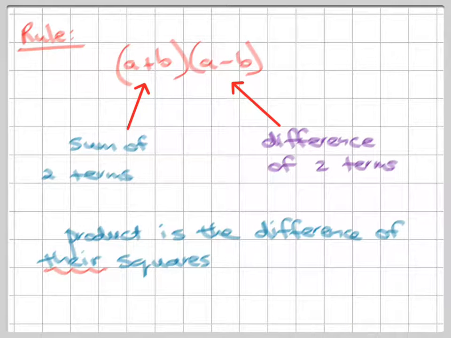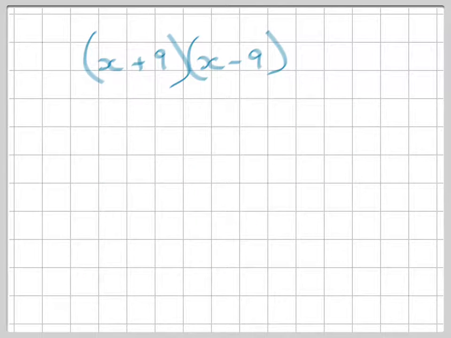You just have to make sure that the A is there, the A is there, the B is there, the B is there. Otherwise the signs might be different and then it's not exactly the difference of squares. Difference of squares is the sum of the one and the difference of the other, and they're multiplied to become the difference of their squares. Right, so let's look at this one here. This is the sum and the difference.